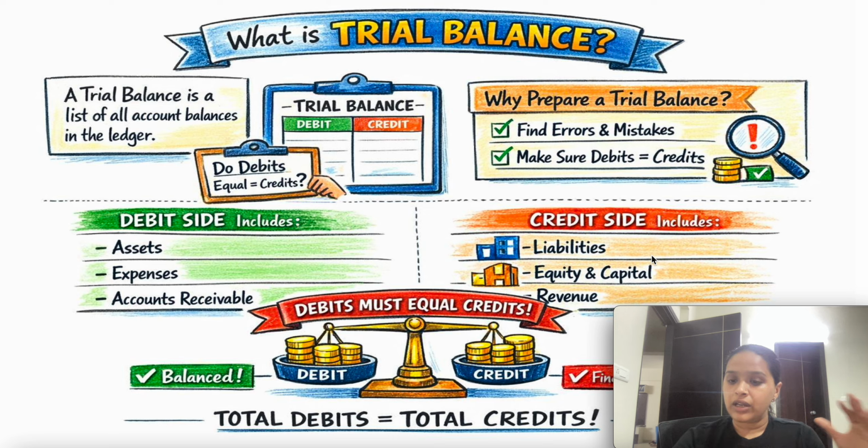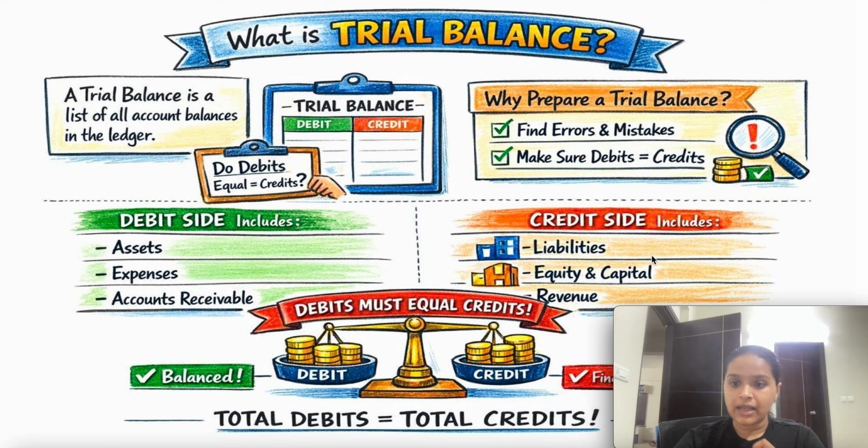So which accounts come under the debit side? Whenever you have any account that has a debit balance, it will come under the debit side, like any asset balance, any expense balance, any decrease in liability or any decrease in revenue.